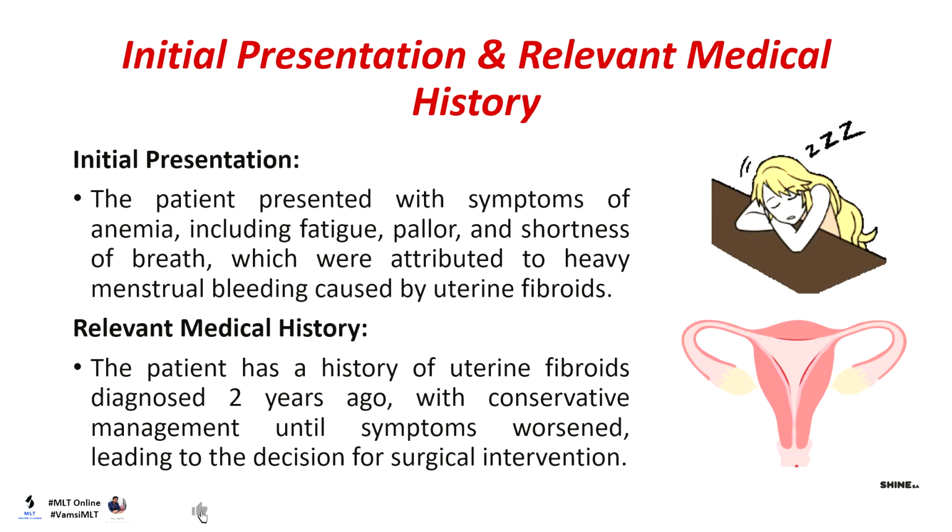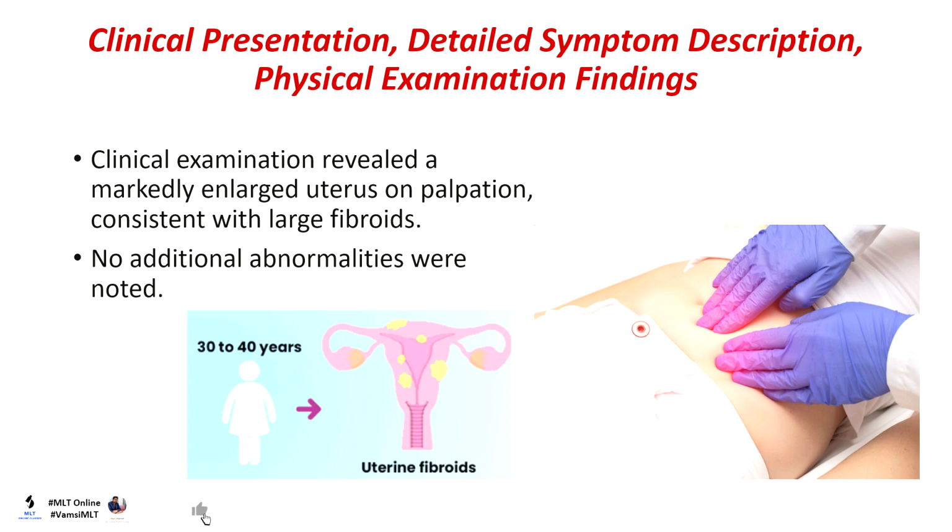Initial presentation included symptoms of anemia, including fatigue, pallor, and shortness of breath, which were attributed to heavy menstrual bleeding caused by uterine fibroids. Relevant medical history: the patient has a history of uterine fibroids diagnosed 2 years ago, with conservative management until symptoms worsened, leading to the decision for surgical intervention. Clinical presentation revealed a markedly enlarged uterus on palpation, consistent with large fibroids. No additional abnormalities were noted.